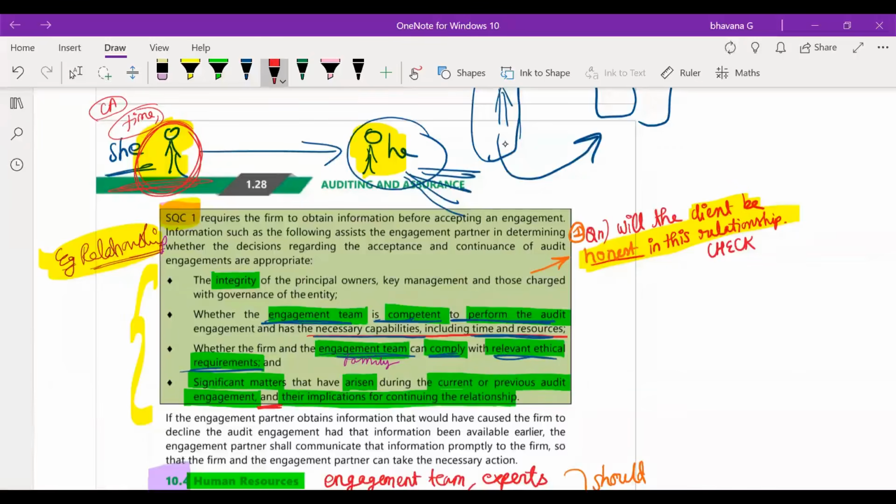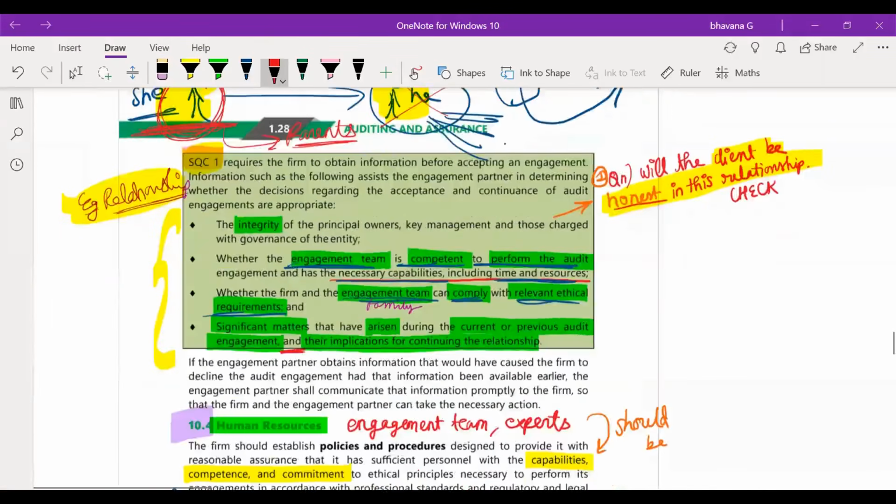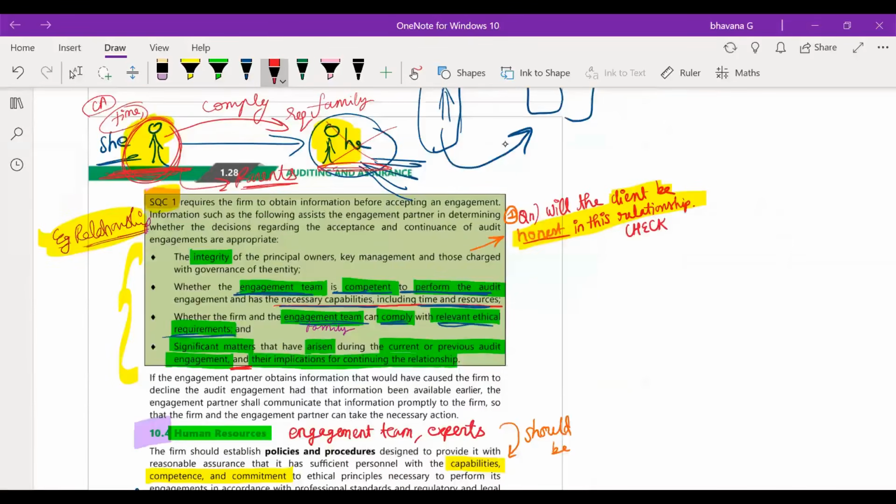Third point is whether the engagement team can comply with relevant ethical requirements. That means whether this girl can comply with whatever the family requirements are. This girl's parents might have a few requirements for a groom. Whether this girl is able to find a groom of such requirements, she has to see whether she can comply. His parents might also think there are a few things that she has to comply with. Whether she's able to comply, you have to see.